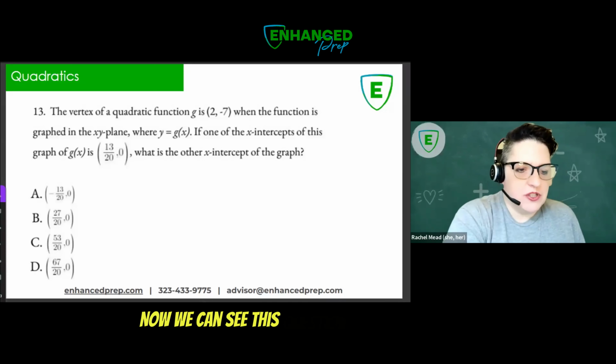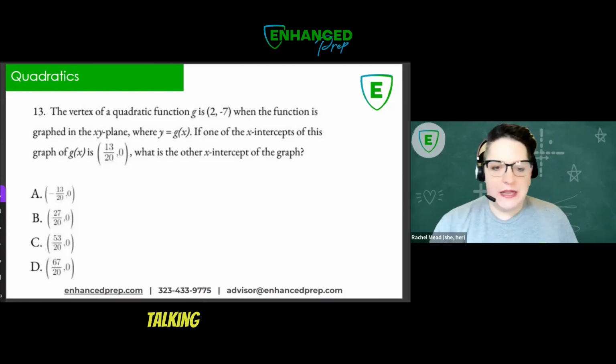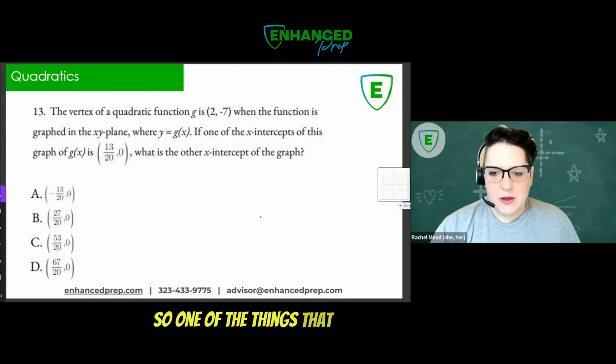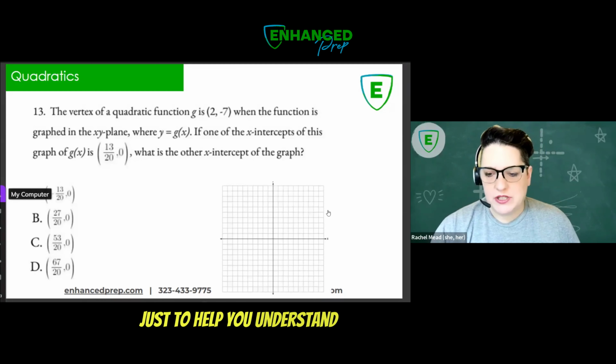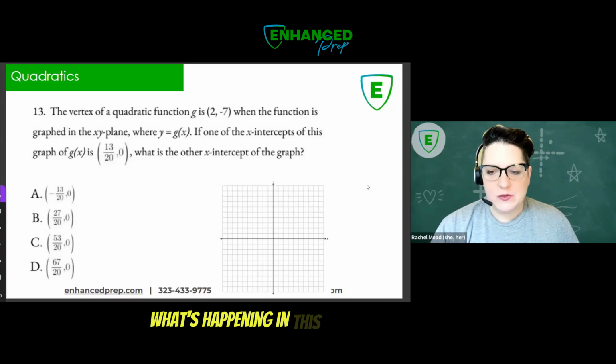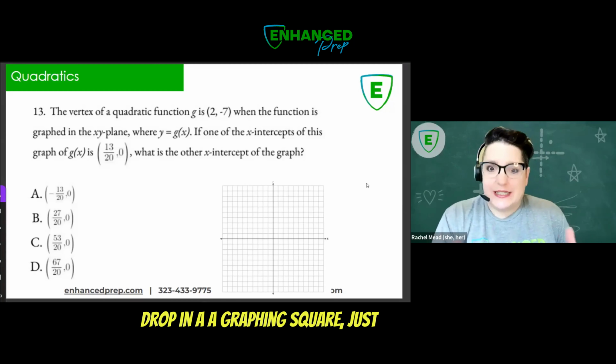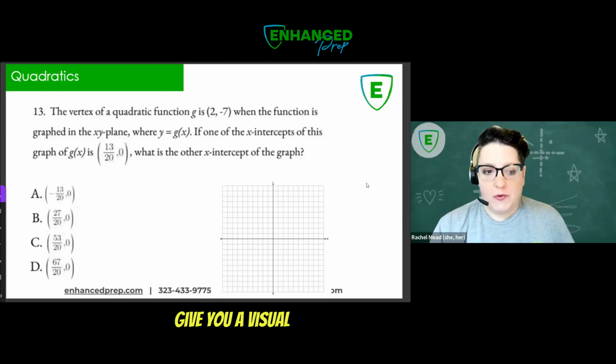Now, we can see this question is starting off by talking to us about the vertex of a quadratic function. So one of the things that I want to do here, just to help you understand a little bit more of what's happening in this question, I'm going to drop in a graphing square just to help give you a visual of what's happening.